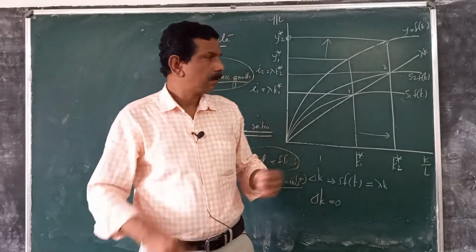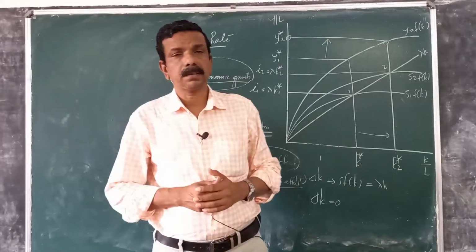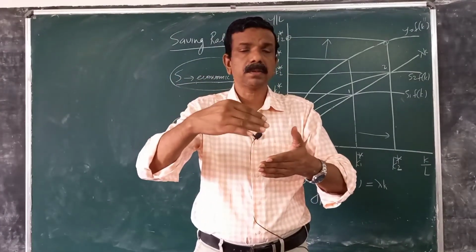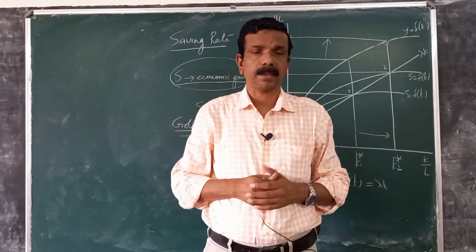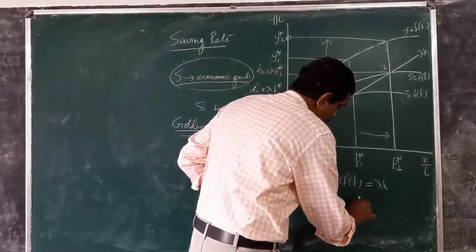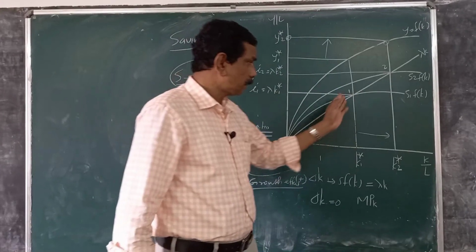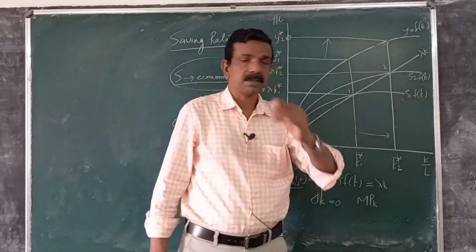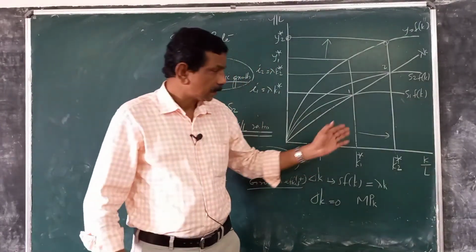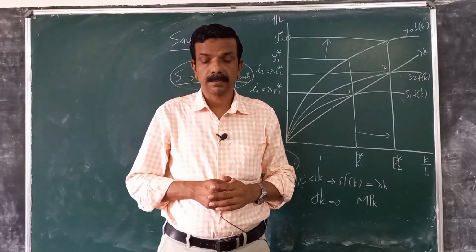And why does this happen? Why will an increase in the saving rate not cause sustained growth in capital per head and output per head? The reason is the diminishing marginal product of capital. The reason why growth will cease after some time is due to the diminishing MPK. That is, as capital increases, it becomes less productive.